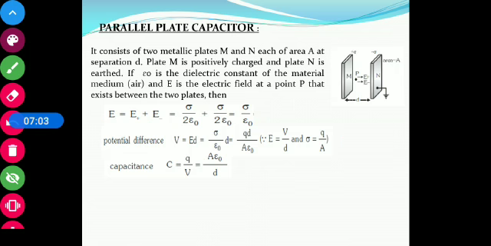Now potential difference V is equal to ED, that is E is equal to dV by dr. From that relation we can say that V is equal to ED. So put the value of E, sigma upon epsilon naught D, and also we know that sigma, the charge density, is given by charge per unit area. So in place of sigma we can write Q upon A, and the formula reduces to C is equal to Q upon V is equal to A epsilon naught upon D. So for the parallel plate capacitor, the capacitance is equal to A epsilon naught upon D.